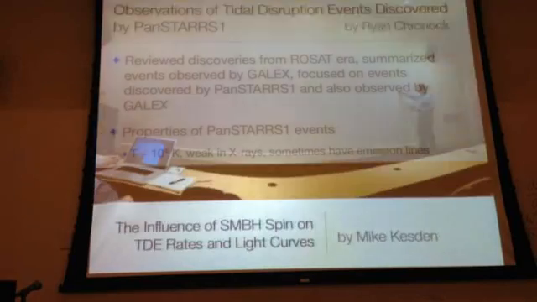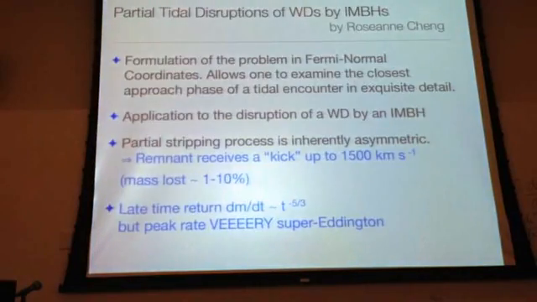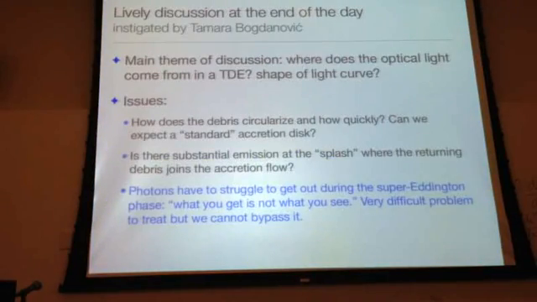Right? So at the end of the day, we had a lively discussion, instigated and motivated by Tamara. The main theme of the discussion was where does the optical light come from in a tidal disruption event, and how do we decipher the shape of a light curve? And the issues that we discussed, and I'm not sure whether we resolved them or not, but a lot of interesting ideas were presented during that discussion.